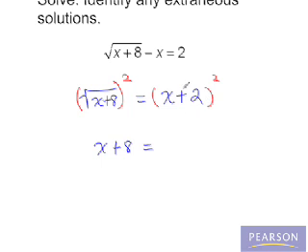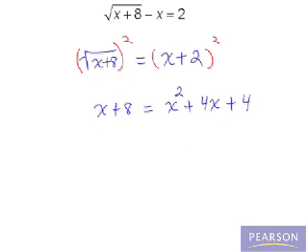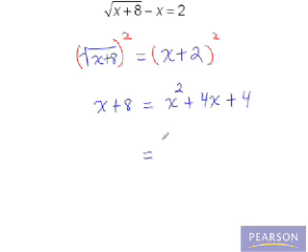On the right-hand side, we need to square a binomial. So we square x, get x squared. Multiply the two terms together, get 2x. Double that, we get positive 4x. And square the last term, gives us positive 4. I see I have a quadratic equation, so we'll try by factoring first.